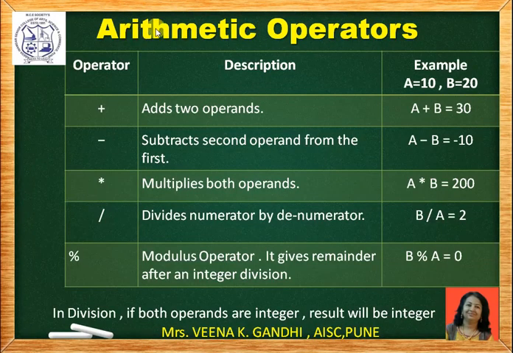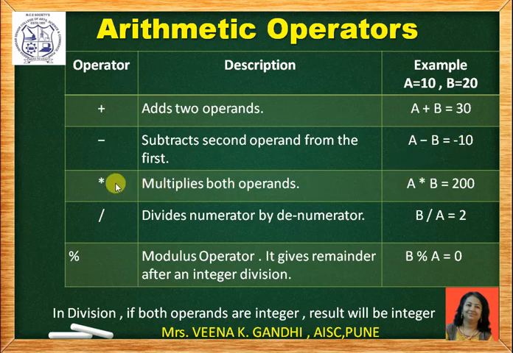Arithmetic operators. These operators are used to perform arithmetic operations on operands. The first operator is the addition operator. It adds two operands. For example, if a equals 10 and b equals 20, then a plus b will give 30. Next, the subtraction operator, which subtracts the second operand from the first operand. For example, 10 minus 20 will give the result minus 10.